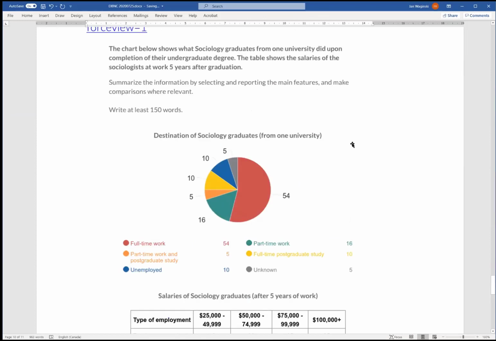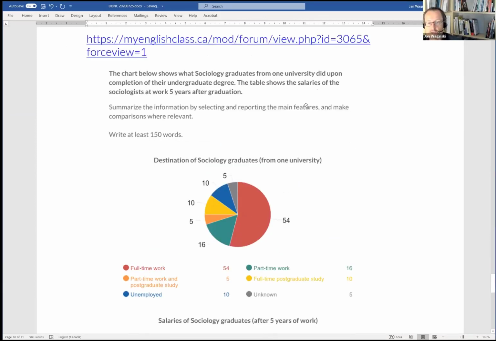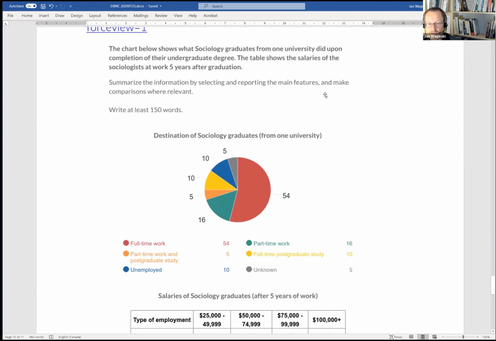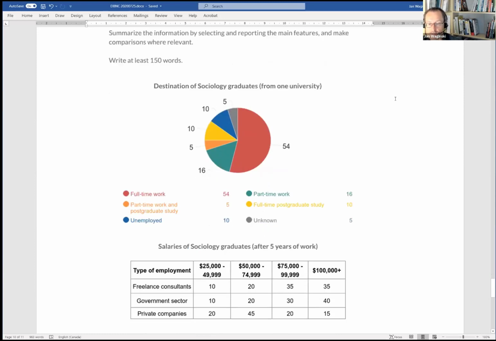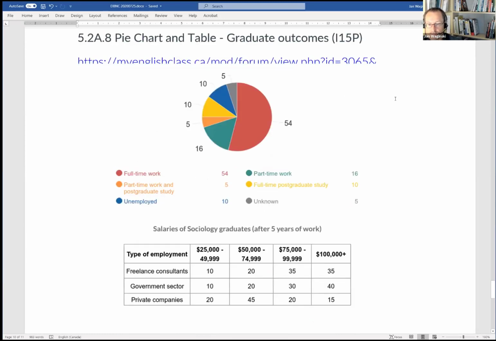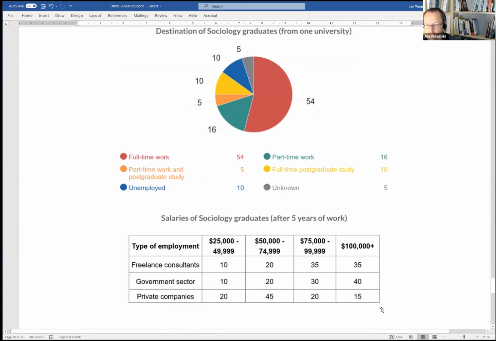So the chart below shows what sociology graduates from one university did upon completion of their undergraduate degree. The table shows the salaries of the sociologists at work 5 years after graduation. Summarize the information by selecting and reporting the main features and make comparisons where relevant. So again, we've got 2 parts here. Let's see how much I can blow these up.